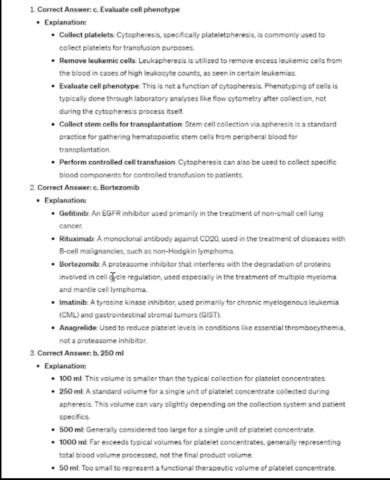This volume is smaller than the typical collection for platelet concentrates. 250 milliliters, a standard volume for a single unit of platelet concentrate collected during apheresis. This volume can vary slightly depending on the collection system and patient specifics. 500 milliliters, generally considered too large for a single unit of platelet concentrate. 1,000 milliliters, far exceeds typical volumes for platelet concentrates, generally representing total blood volume processed, not the final product volume. 50 milliliters, too small to represent a functional therapeutic volume of platelet concentrate.